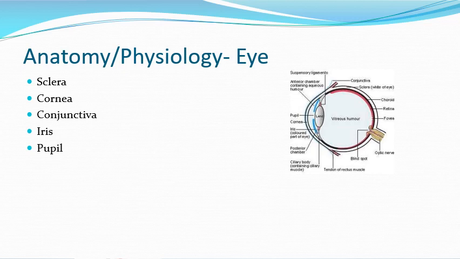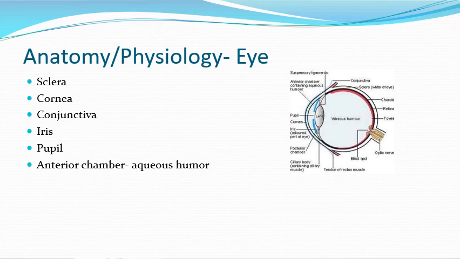Your textbook has a good way to think about the pupil. The pupil is compared to the aperture of a camera lens, so it basically allows a certain amount of light to enter the eye. The pupil is going to get bigger or smaller depending upon how much light is in the room, to let that enter the eye.